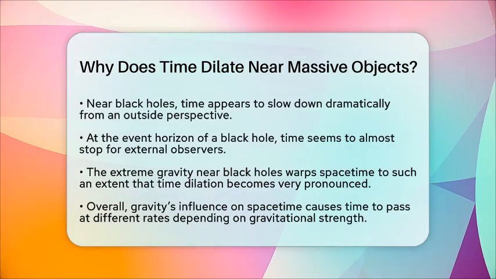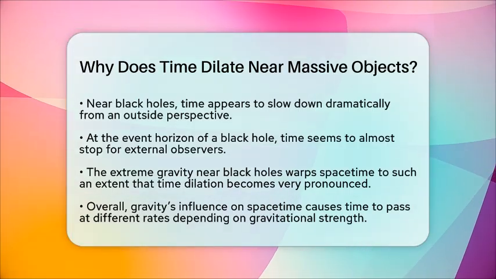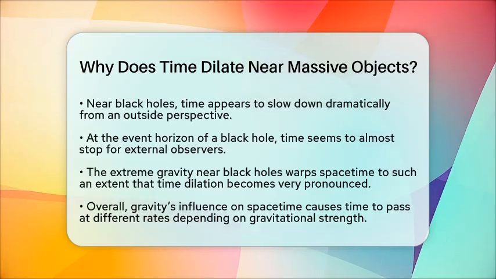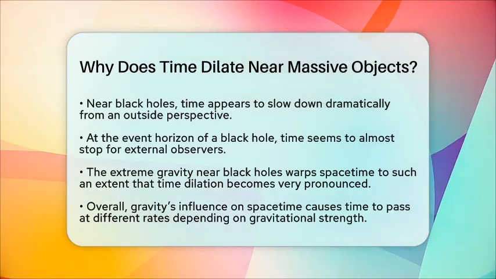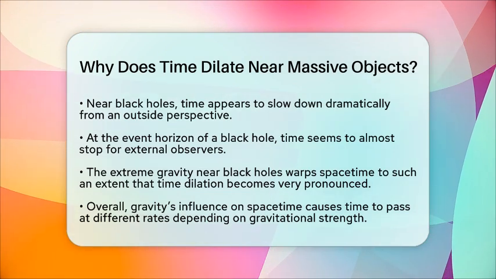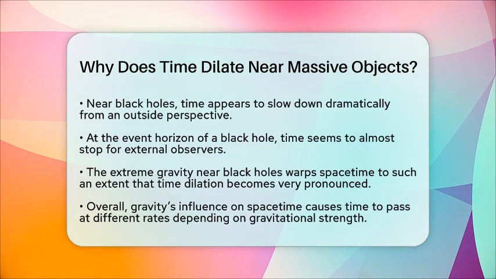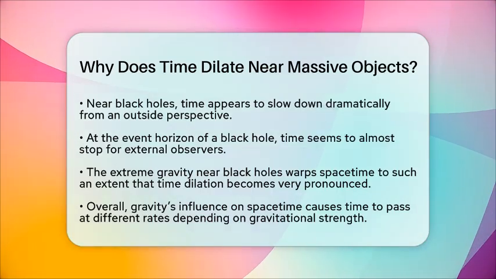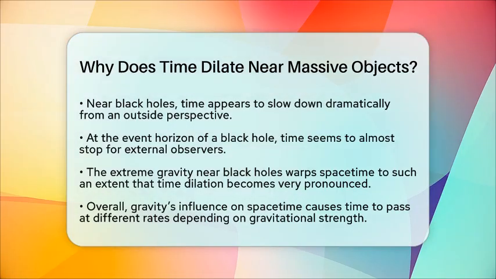So, in simple terms, time dilates near massive objects because gravity bends spacetime, and this bending causes time to pass at different rates depending on how strong the gravitational pull is. It's a fascinating part of how our universe works, showing us that time is not a fixed clock but something that can stretch and slow down depending on where you are in the universe.